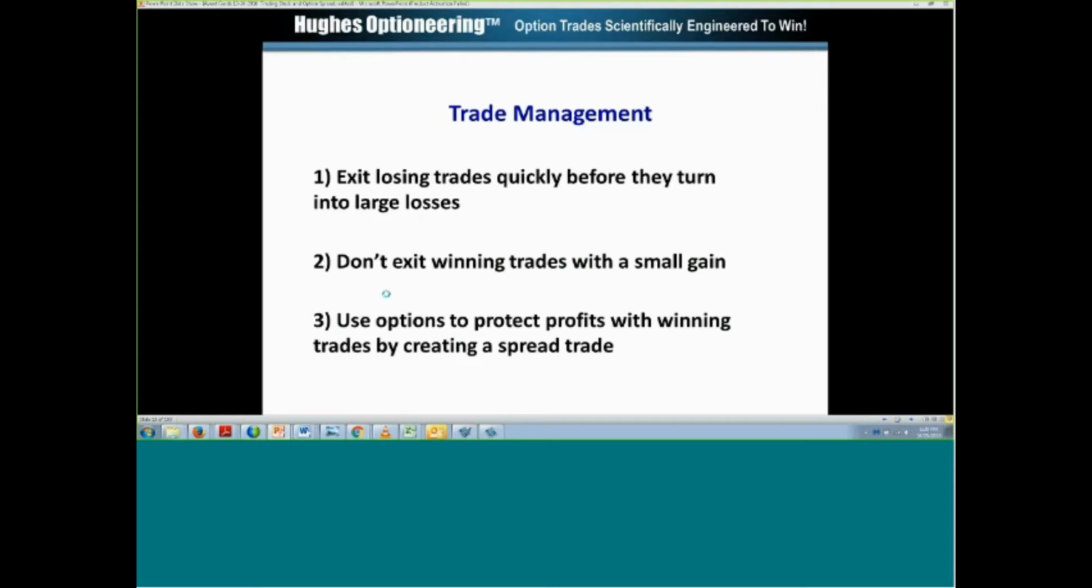So that's also an important part of trade management. As soon as you get a gain, a lot of people want to take it, but you don't want to exit winning trades with a small gain. And then, of course, we use options to protect profits. When we have a profit in a directional trade, we use options to protect those profits by creating a spread trade.